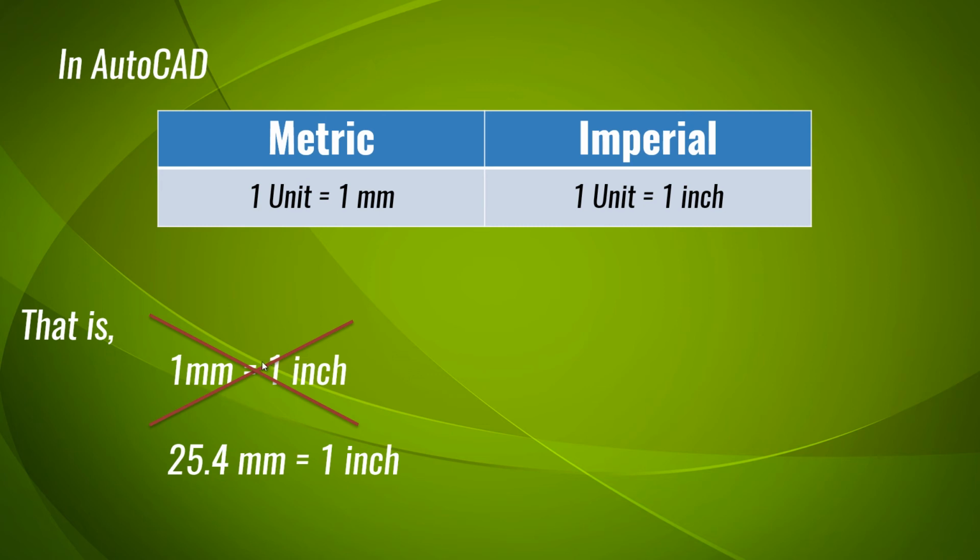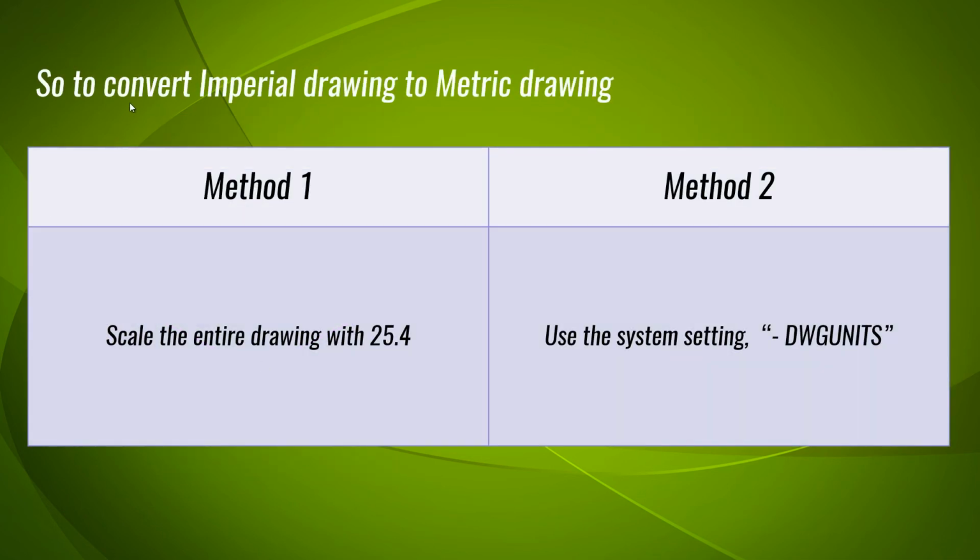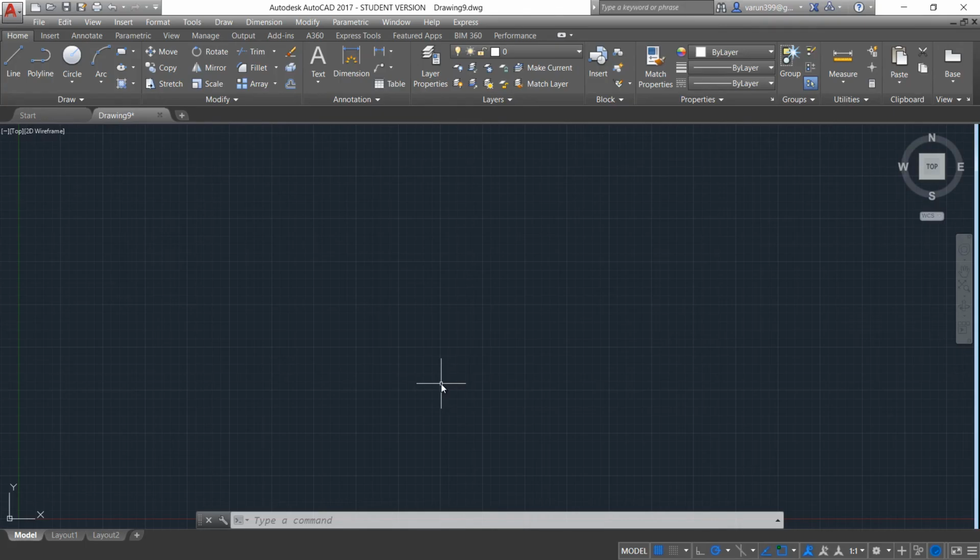So let's see how to manipulate those conversions. To convert an imperial drawing to a metric drawing, I have come up with two methods. Method 1 is to scale the entire drawing with a 25.4 factor. And method 2 is to use the system setting, that is DWG units. Now let's see these two methods in the software.